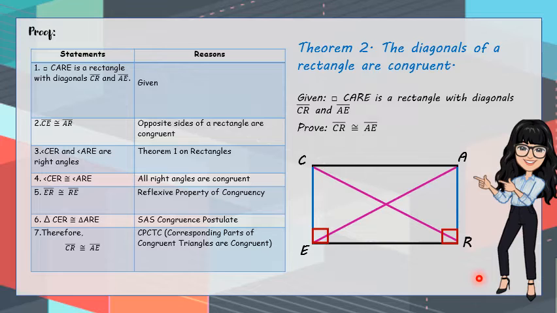Reflexive property states that a number is equal to itself. A segment is equal to itself. A thing is equal to itself. So it's like a mirror. So ER is actually equal to RE because they are just the same segment. So that is the reflexive property. Now, we have proven that ER is congruent to RE. ER again is part of this triangle. RE is part of this triangle.